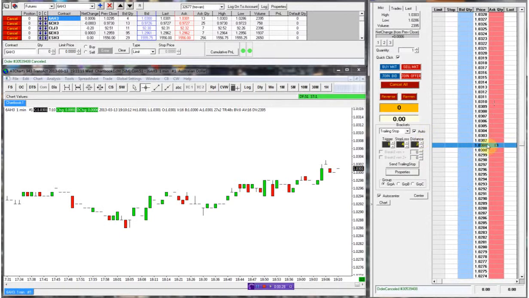Which means my brackets are going to be placed 4 points away from where the market price is. My trailing stop is going to be 2. My initial stop is going to be 4. And my trigger for the trailing is going to be 1.